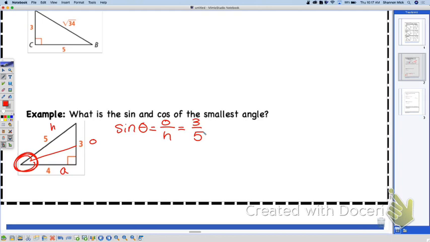So cosine of theta. Now if this had an A or a B or a W on the angle, we'd put that there instead of theta, wouldn't we? But we don't have that. So cosine is what over what? Adjacent over hypotenuse. So 4 over 5.